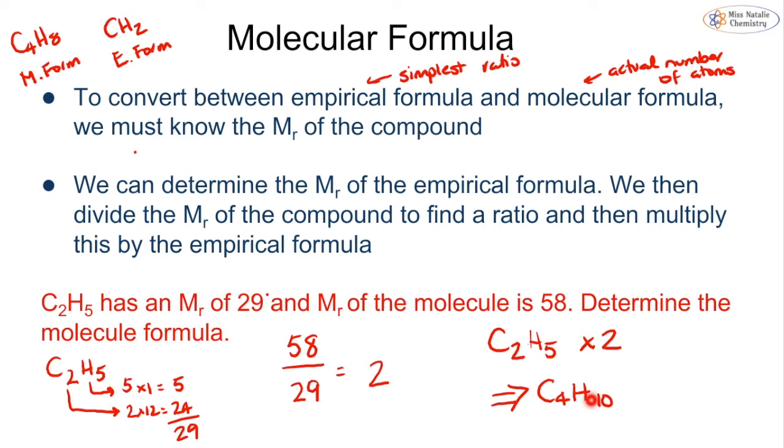And you would do this for any molecular and empirical formula you have. So you determine the MR of the empirical formula, divide the MR of the molecule by the MR of the empirical, and then multiply your subscripts by whatever that ratio number is to determine your molecular formula.